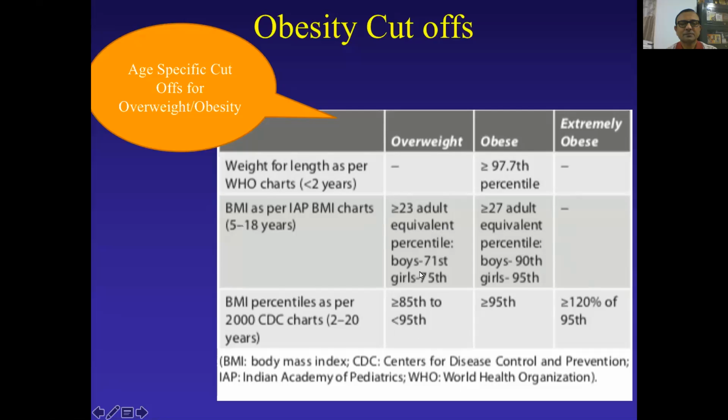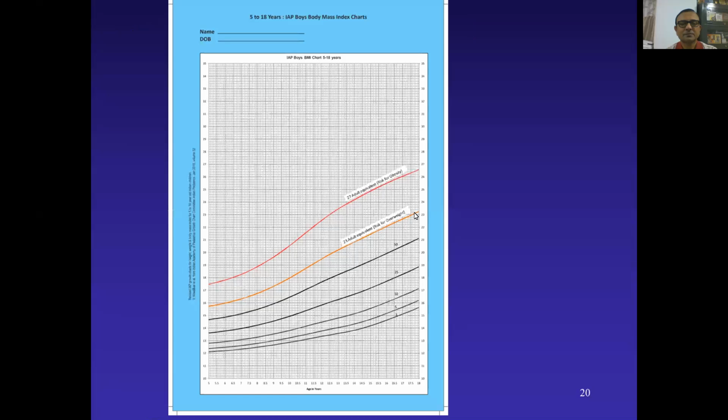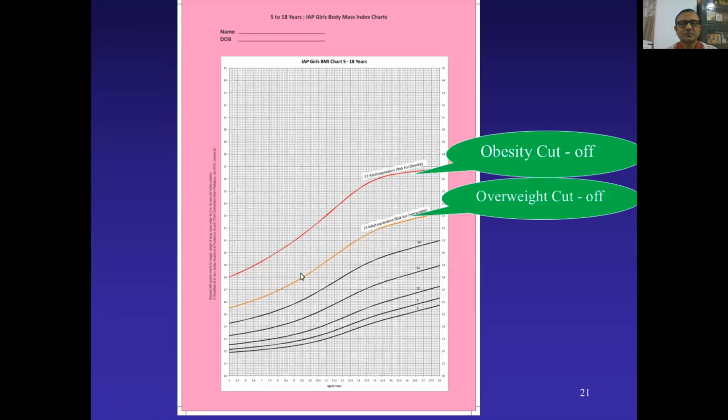Now, you know that these are the charts which are derived from this paper, and these are color coded. The orange line is for overweight and the red line is for obesity. Same for girls here. So it's very easy to use BMI chart. You just look at the BMI on the age scale here. Anybody above orange has overweight and anybody above red line is obese.